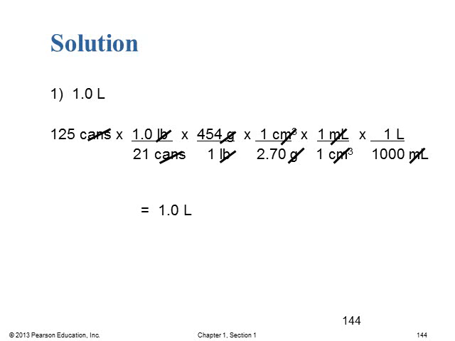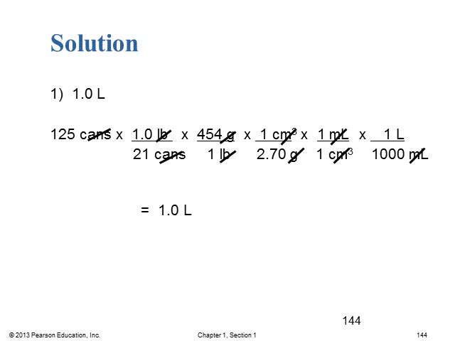Then in 1 pound, that's 454 grams. And then we have the density of aluminum, that's 2.70 grams per 1 cubic centimeter. Then in 1 cubic centimeter, there's 1 milliliter. And then in 1,000 milliliters, there's 1 liter. And so we remember that we want liters to be our needed unit, so we set up our units accordingly.